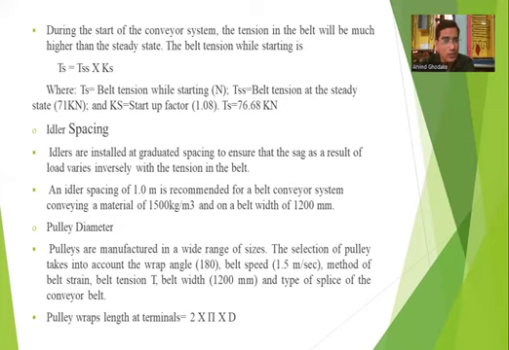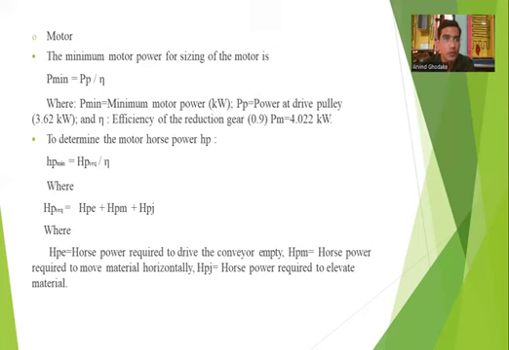Then pulley diameter. The pulleys are manufactured in a wide range of sizes. The selection of pulley takes into account the wrap angle 180 degree, then belt speed 1.5 meter per second, then method of belt strain, belt tension T, and belt width 1200 mm, then the type of the splice of the conveyor belt. Therefore, the pulley wrap length at the terminals is equal to 2 pi into D.